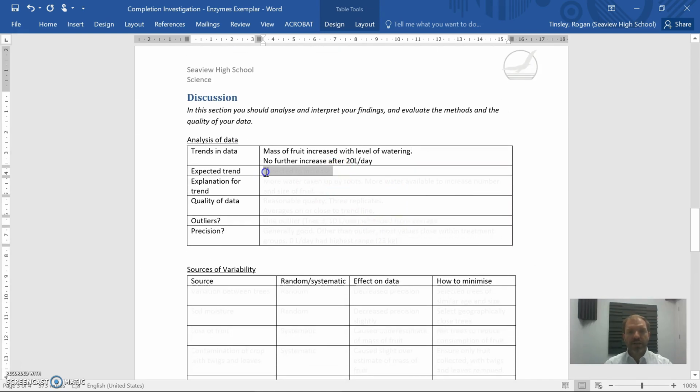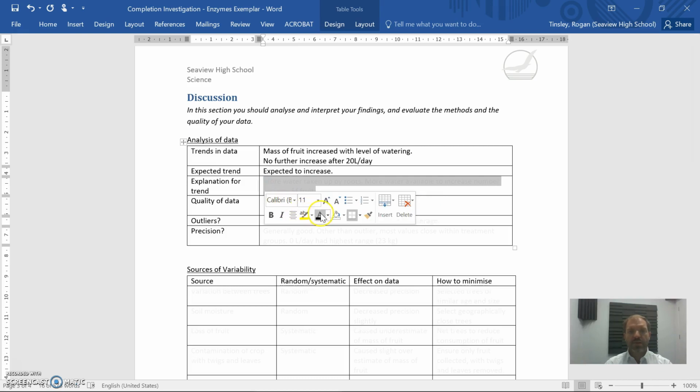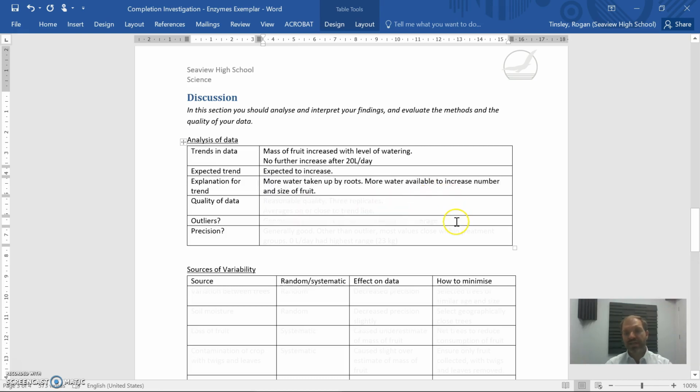You do need to explain that. So was it expected and why? It was expected to increase, and the reason why is that more water would be taken up by the roots, meaning that more water is available to increase both the number and size of fruit. And so that's taking it to the next level of explanation.